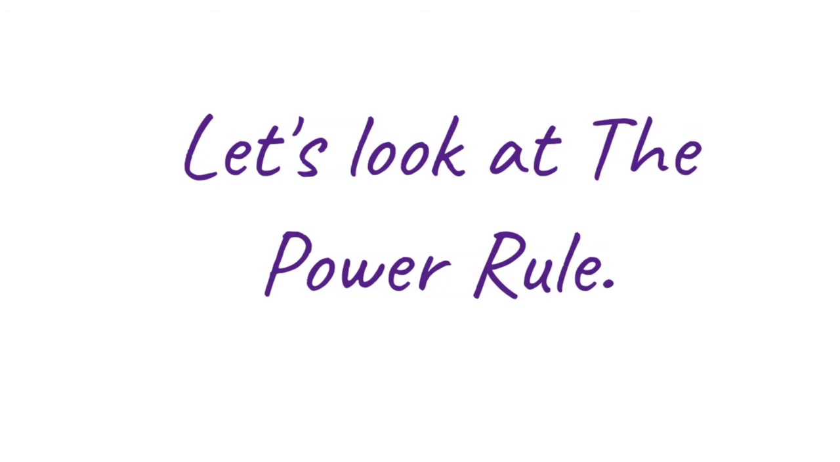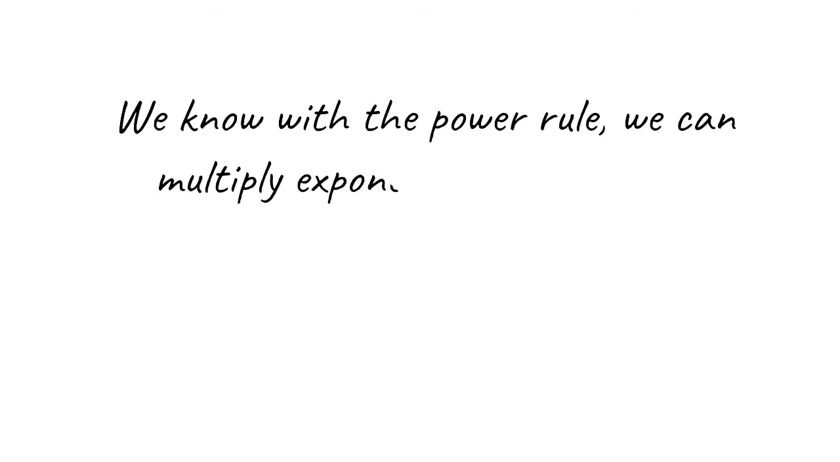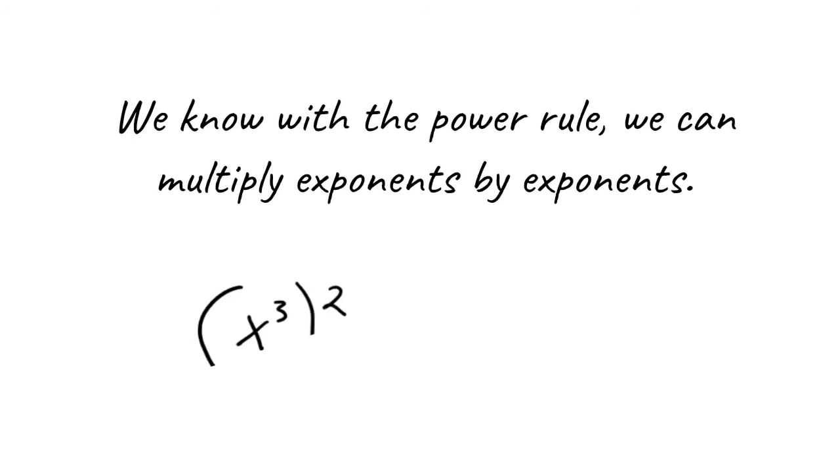Now let's look at the power rule. We know with the power rule we can multiply exponents by exponents. As shown below, x cubed squared is just x 3 times 2, which is x to the 6th power.